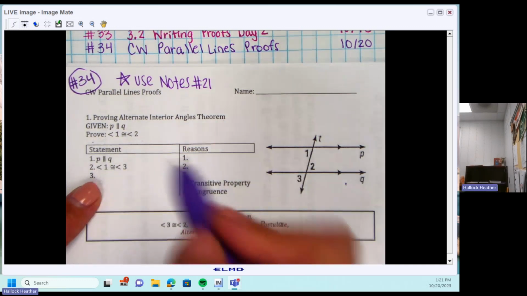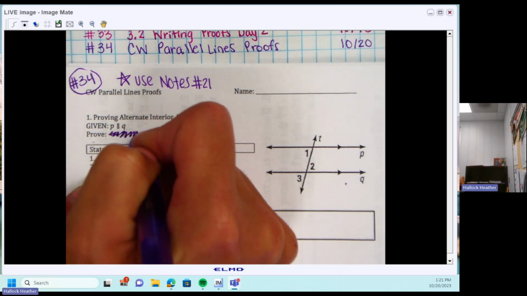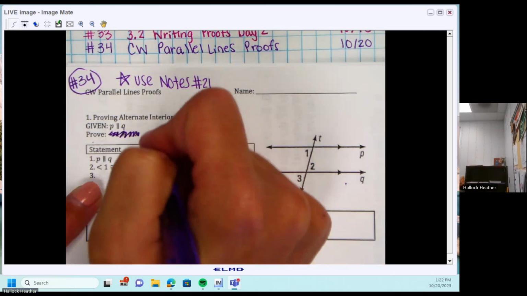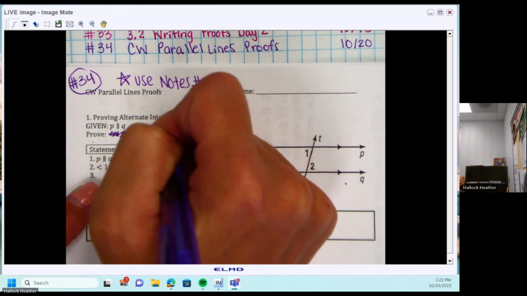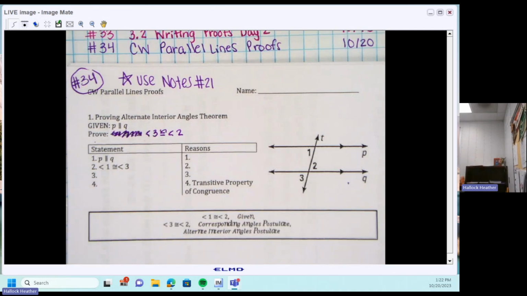Oh, actually, this is wrong. Cross that out. That's wrong. Fix that. Sorry. Angle 3 is congruent to angle 2.